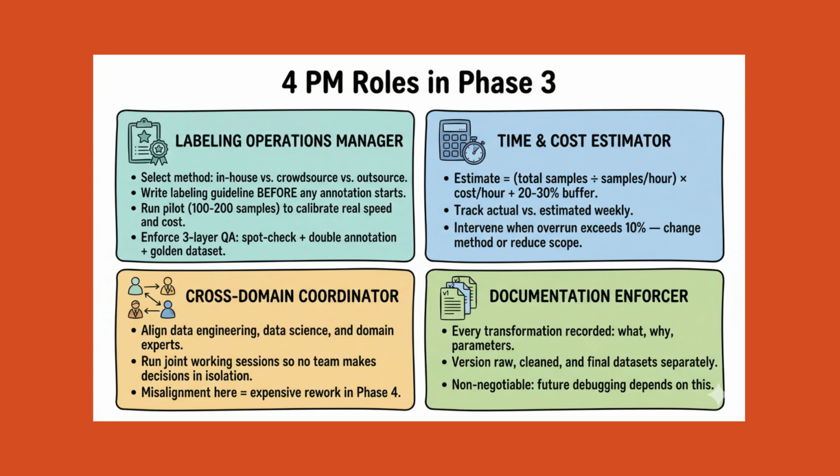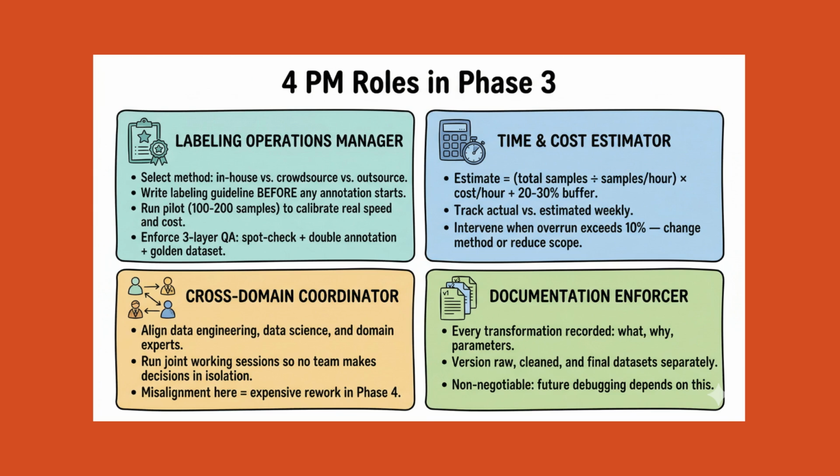Select the labeling method: in-house experts, crowdsourcing platform, or outsourced specialist vendor. Develop the labeling guideline document with domain expert input before a single sample is labeled. Run a pilot on 100 to 200 samples to measure actual labeling speed and quality, and to calibrate your full estimate. Establish the quality assurance process. Minimum 5 to 10% random spot check by a supervisor, double annotation with inter-annotator agreement measurement, and a golden dataset for ongoing calibration.